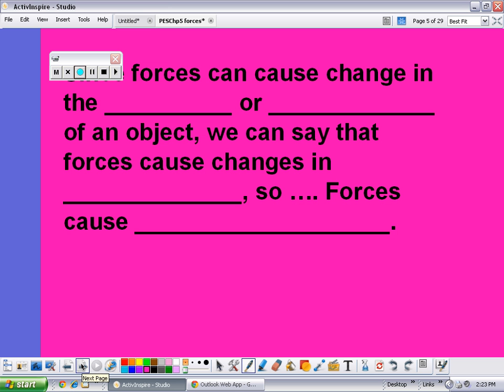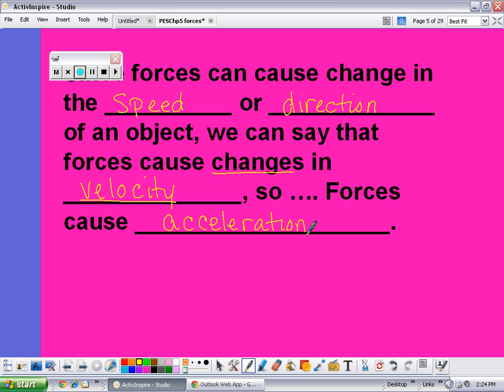Forces can cause a change in speed or direction. So in the last chapter we talked about this: when you have speed with a direction, it is velocity. So we can say that forces cause a change in velocity. And when we talk about a change in velocity, we call that acceleration. So forces cause acceleration. So it ties our two chapters together.